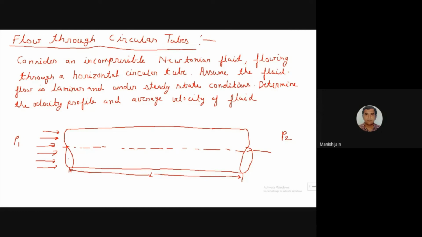Your system geometry is cylindrical in this case, so you have to select the cylindrical coordinate system. The coordinates are r, theta, and z. These are the cylindrical coordinates. Now you have to put the cylindrical coordinate system on the diagram.